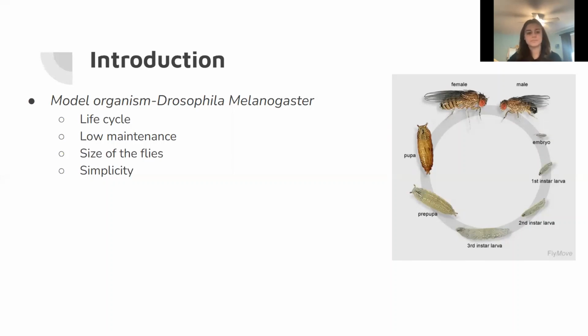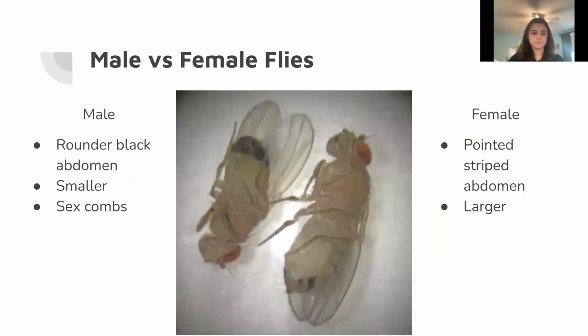And as you can see in the picture here on the side, we have the male and the female adults that breed and create the embryo, and then they go through this life cycle here, all the way to pupa and then back to adult. Throughout our experiment, we had to determine the sex of male and female flies and split them by gender in order to get successful crosses of the different mutations we studied.